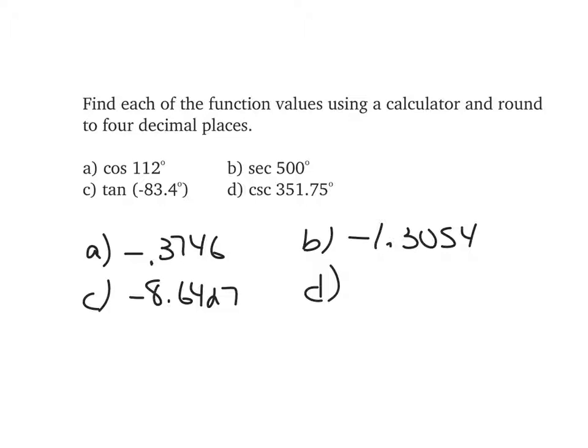And then part D, cosecant. Cosecant's the reciprocal of sine. So I'm going to do that just like I did B. I'm going to hit sine 351.75, hit enter. Then I'm going to hit the reciprocal button, which is right beside sine, the x negative 1 button. Hit enter. I get negative 6.9690. So you can check that on your own calculator as you watch that slide, or stop it and make sure you get the same values and you should be fine.